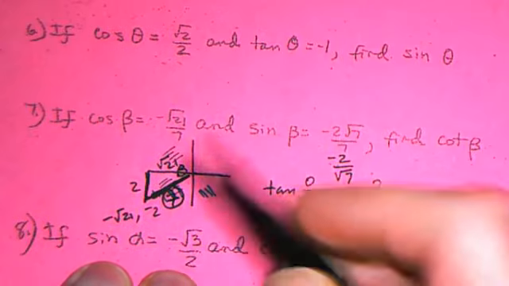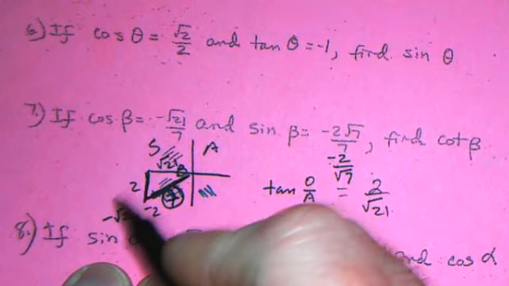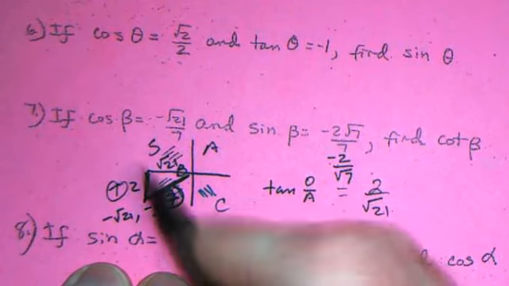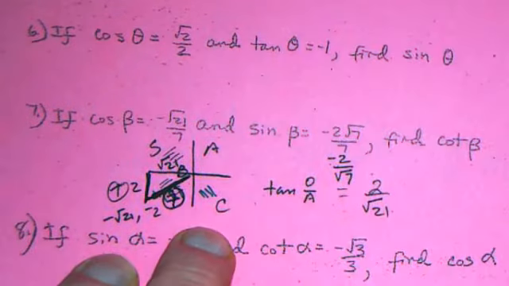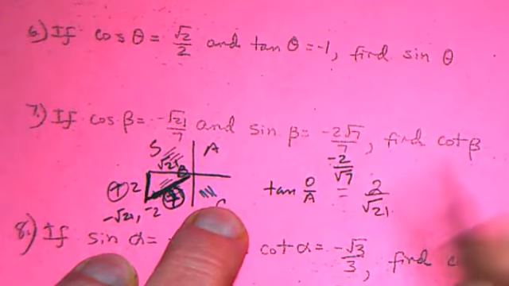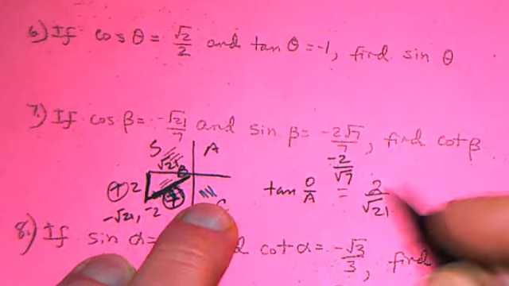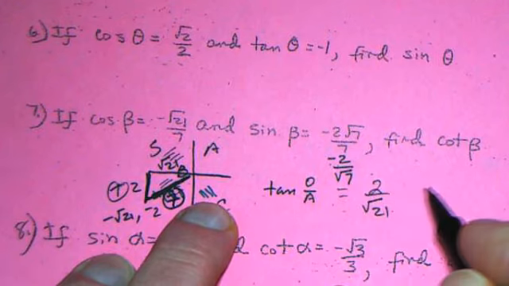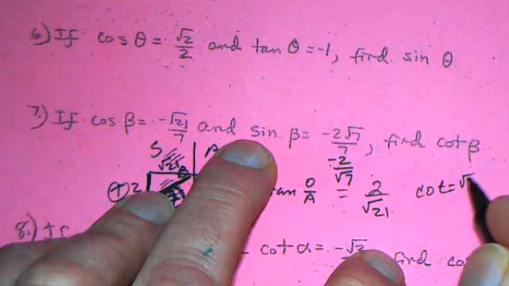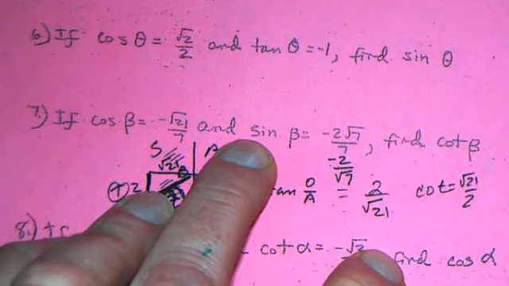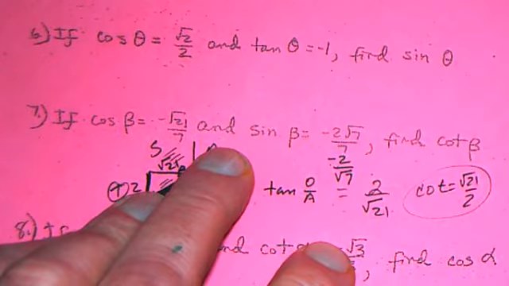Now, in the third quadrant, using ASTC, I see that tangent is positive in the third quadrant, so this stays positive. And they want cotangent, so I'm going to invert 2 over root 21 rather than simplifying it. Since they want cotangent, this is going to be root 21 over 2. And again, it's positive because in the third quadrant, tangent is positive.